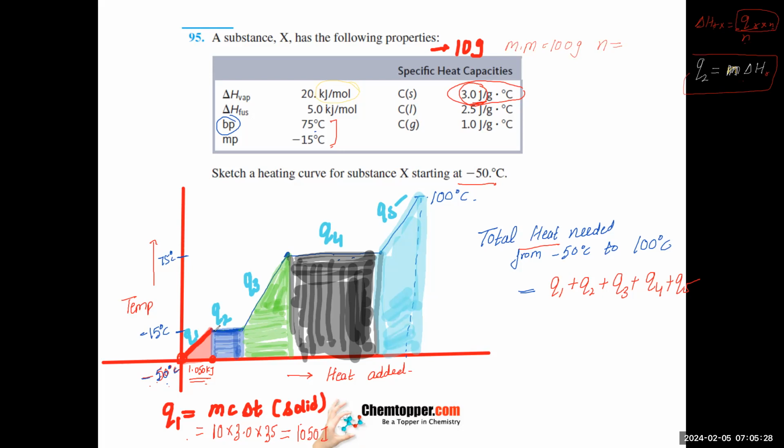And what is delta H here, children? What is the name of this delta H? Back to the graph. Is it vaporization or fusion? It's fusion. So now you can calculate N. How much is N? It's 10 divided by 100. That is 0.1.